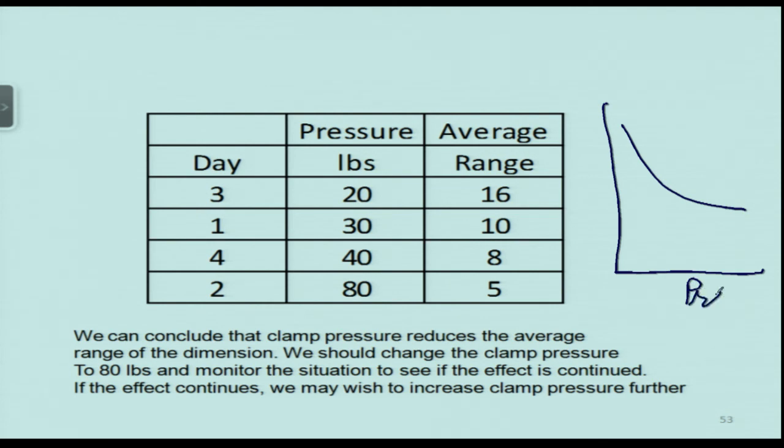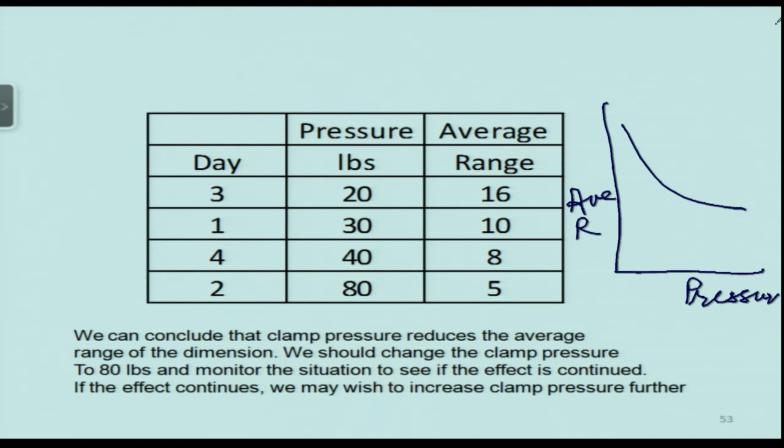From this, if we were to plot the average range versus pressure, with pressure over here and the average range over here, what you'll see is a curve that looks like this, and there seems to be reasonable evidence to suggest that the clamp pressure has an effect on the range of this particular dimension.